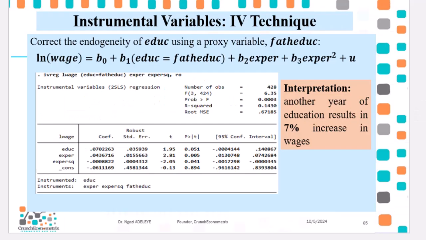So how are we going to interpret these IV results, knowing that we have now used fatheduc as a proxy for education? Because it is significant at the 10% level, we can say another year of education will result in about a 7% increase in wages, okay? We are using log of wage, so multiply your coefficient by 100, which will give you about 7%. So that is how you are going to interpret this result.